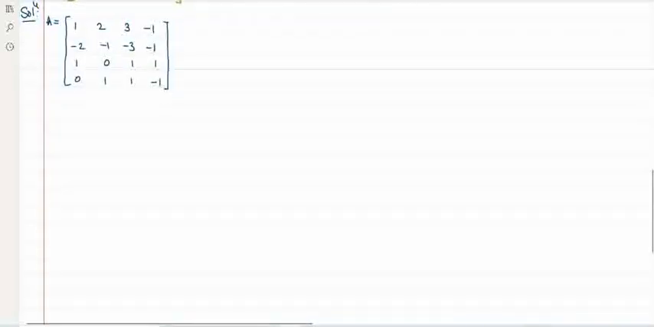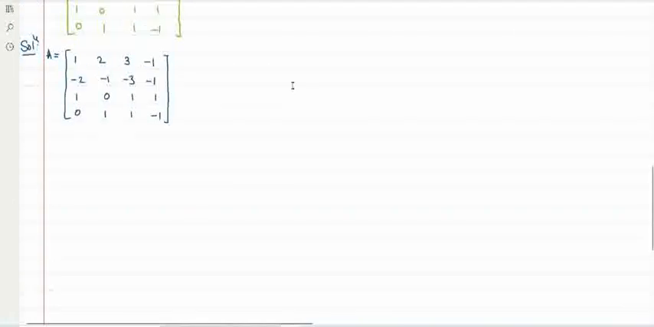So the matrix A has first row 1, 2, 3, -1, second row -2, -1, -3, -1, and third row 1, 0, 1, 1, 0, 1, 1, -1. Okay. Now I will scroll up a little bit. You can zoom your screen if the text is not big. Vedika wants to join. Okay, continue.